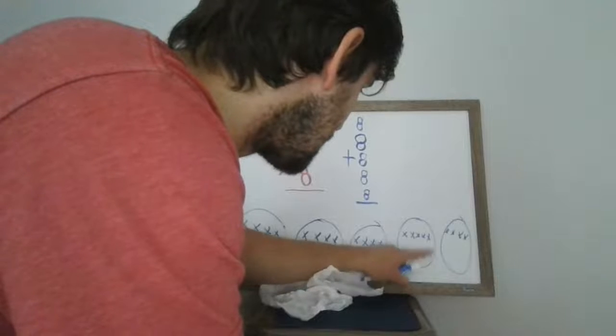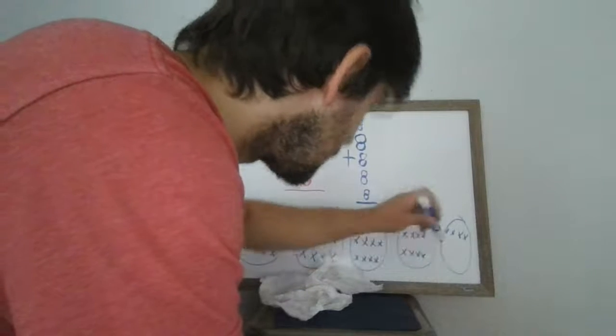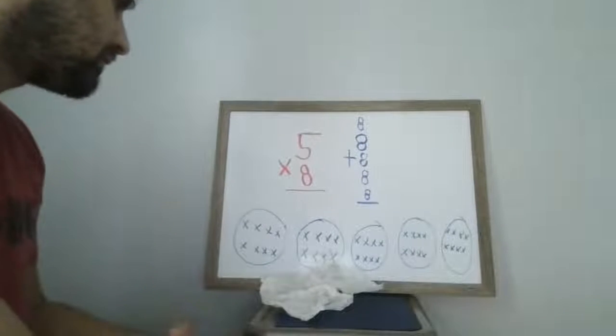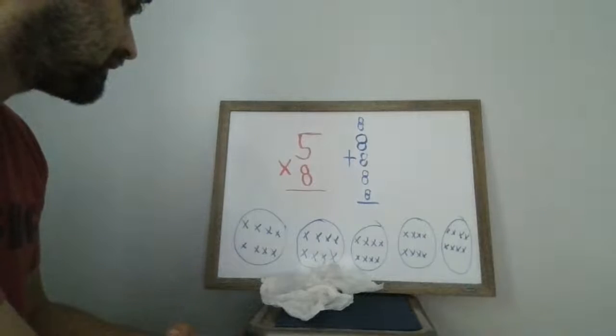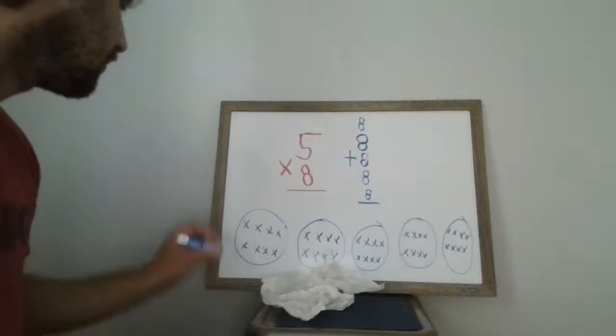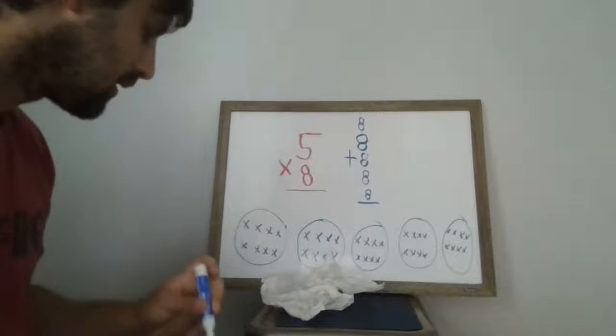I accidentally drew 10 in that circle, see? That's why you can't rush. So I'm looking through, I see 8 X's in each of the 5 circles, and now I'm going to count the total amount of X's. And I'll have my answer.